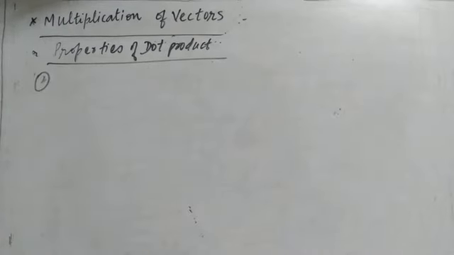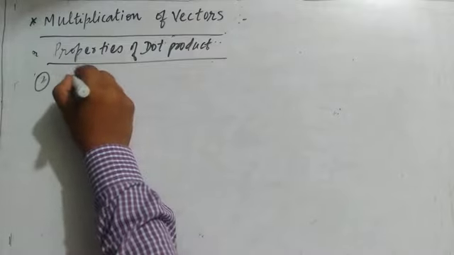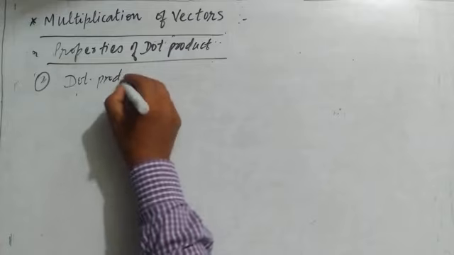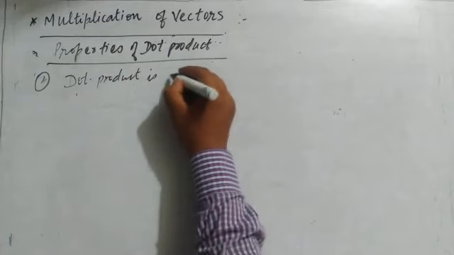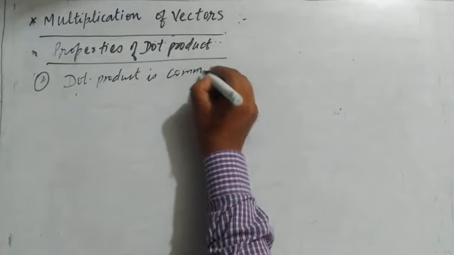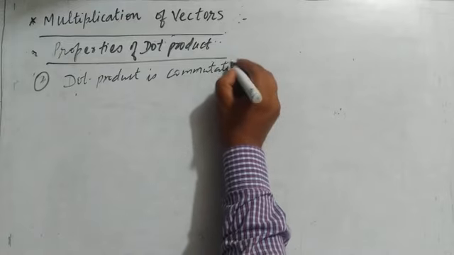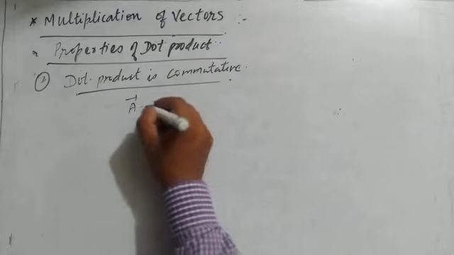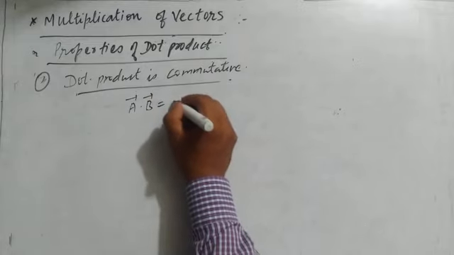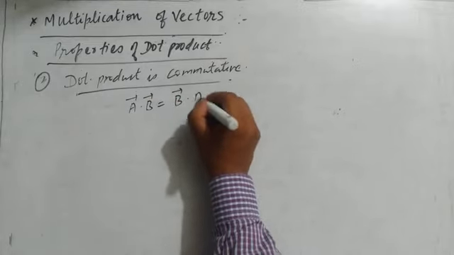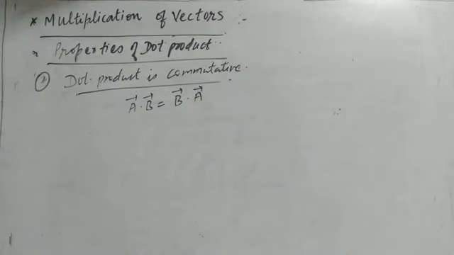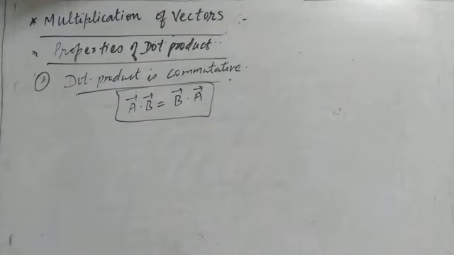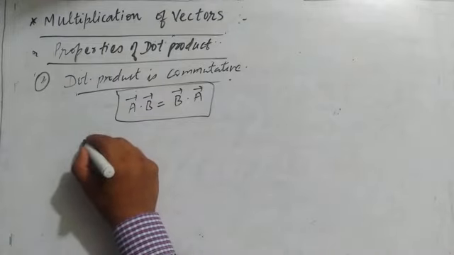Now another property is, dot product is commutative. That is, a vector dot b vector is equal to b vector dot a vector. Now we can prove this by taking an example.